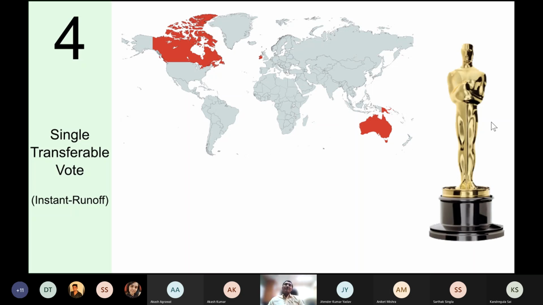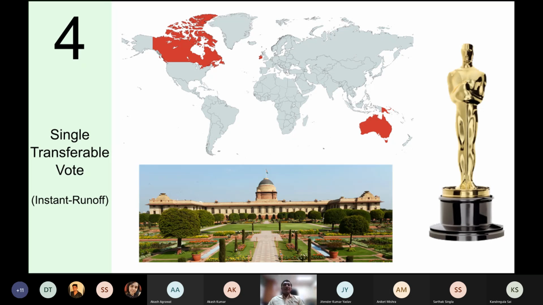Okay, good. So STV is used in determining the best picture. Anybody recognizes this building? Rashtrapati Bhavan. Exactly, Rashtrapati Bhavan. I did not know this until very recently that STV is used in electing the president of India as well. So good to know. There are some important applications as well.